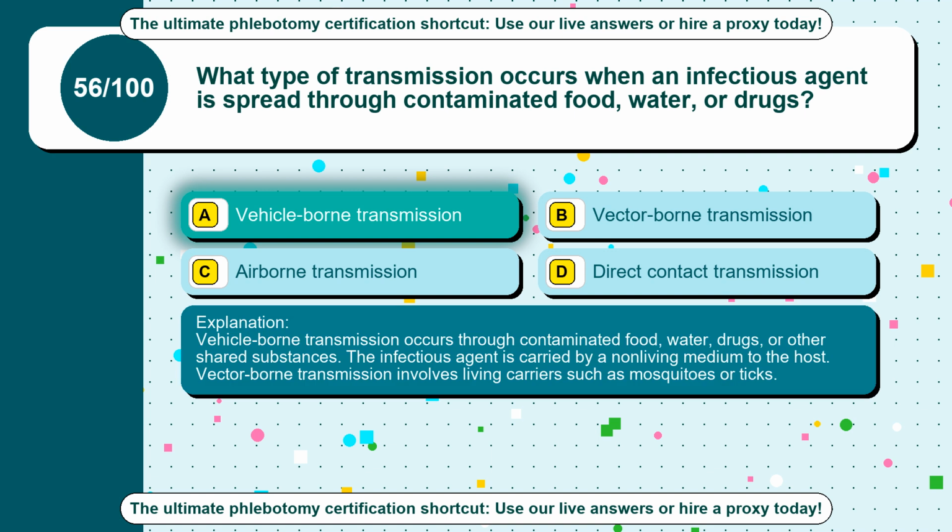Vehicle-borne transmission occurs through contaminated food, water, drugs, or other shared substances. The infectious agent is carried by a non-living medium to the host. Vector-borne transmission involves living carriers such as mosquitoes or ticks.